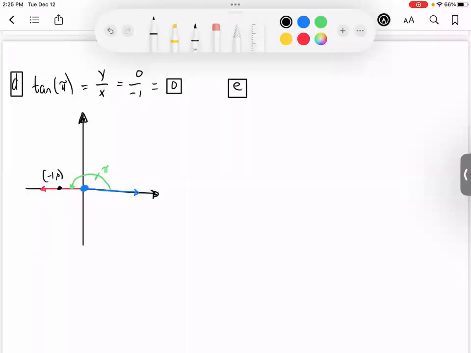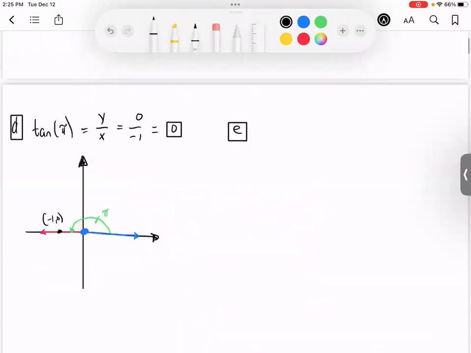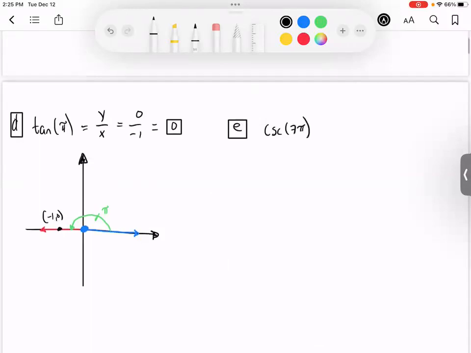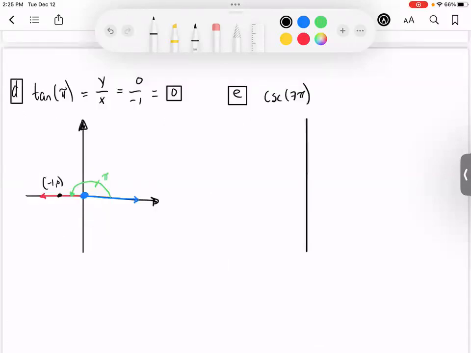So in part E, I think it was cosecant. We have cosecant of 7 pi. This one is interesting now, because when I draw a rough sketch of 7 pi here, it's going to have to make some overlaps, right? So let's see. Here's the initial side. That's my vertex and that's my terminal side.